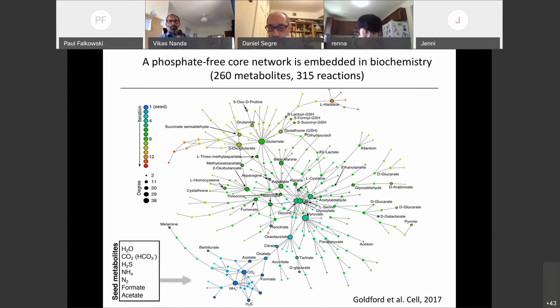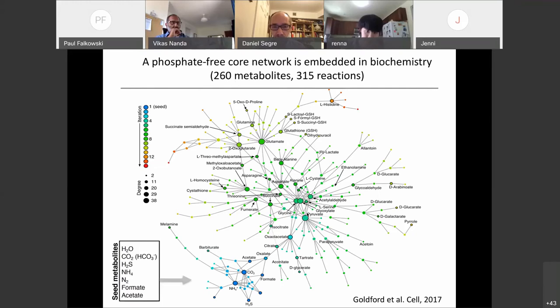we don't know. And one of the key questions is, of course, whether really this represents an early metabolism. But what is definitely true is that there is such a network embedded in this collection of metabolic reactions known today. There is a core network that is independent of phosphate. So this was quite interesting.